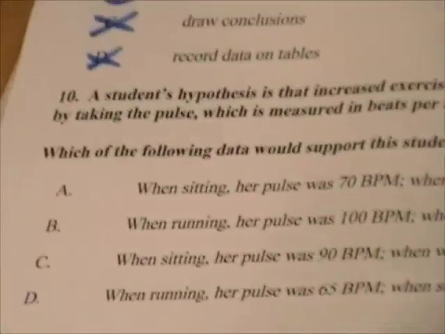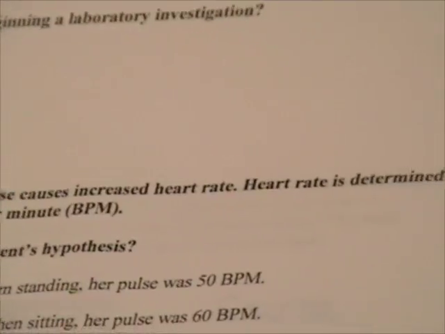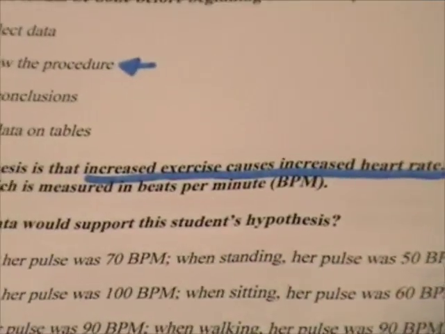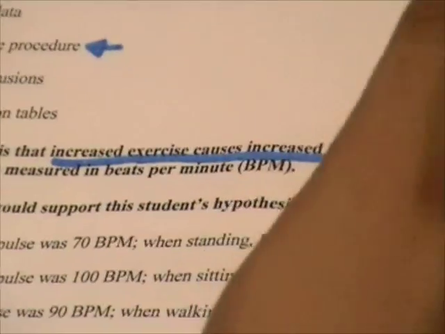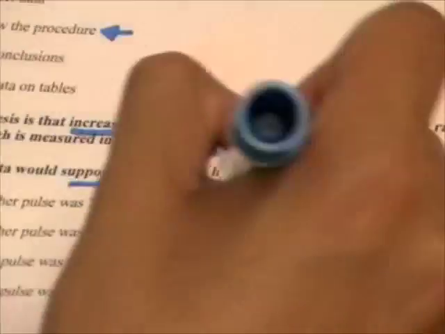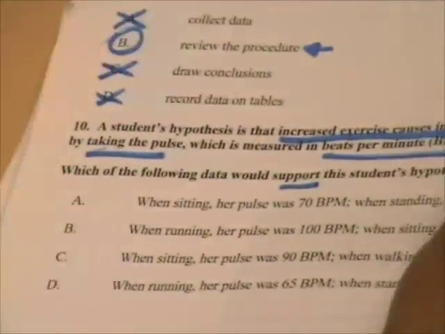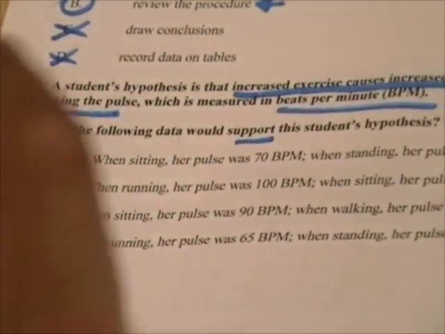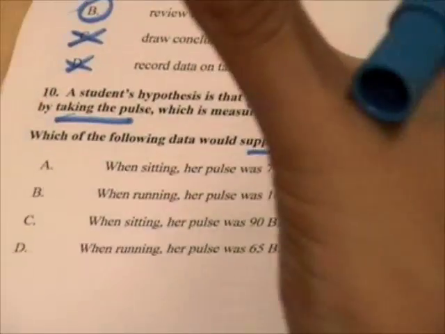Number 10. A student's hypothesis is that increased exercise causes increased heart rate. Let's think about that for a second. That makes sense. If I exercise, my heart pounds. Heart rate is determined by taking the pulse, which is measured in beats per minute. Which of the following data would support the hypothesis? That means which one of these would say that the hypothesis is correct. I'm going to look for one that says increased exercise causes increased heart rate. Increased exercise is like running or doing something active.